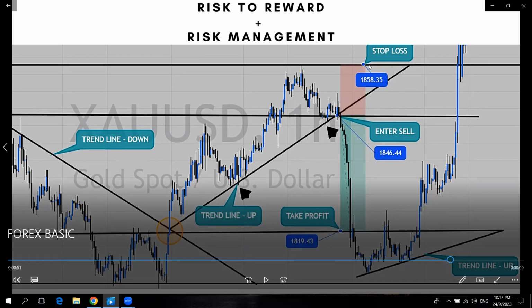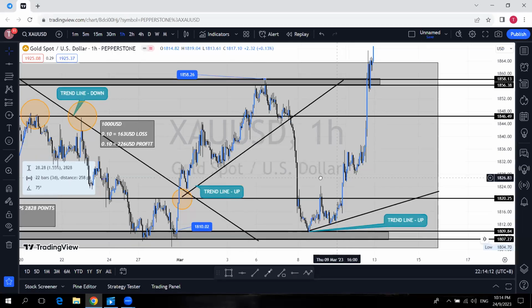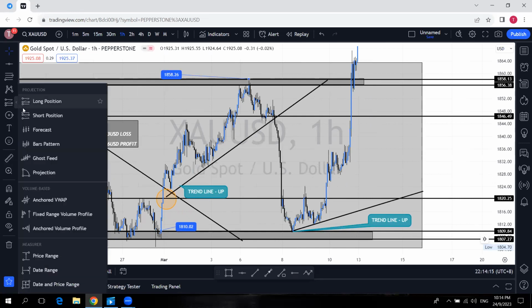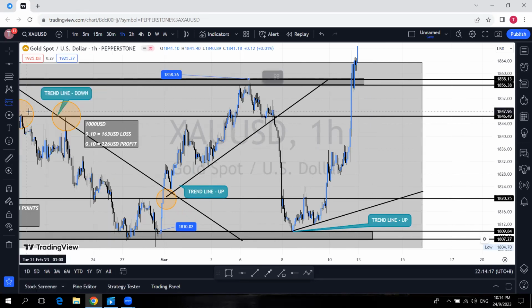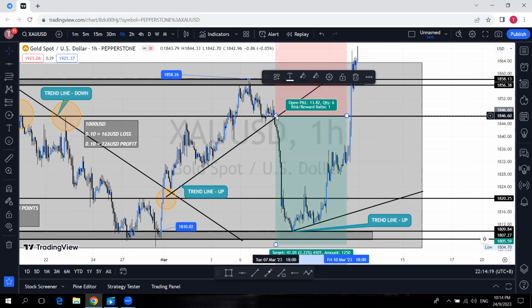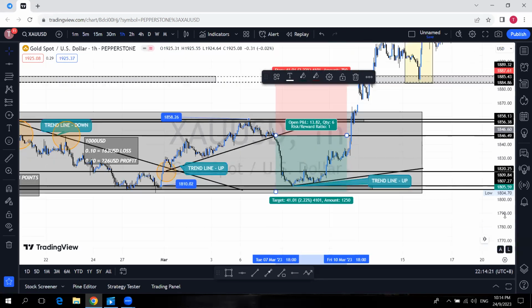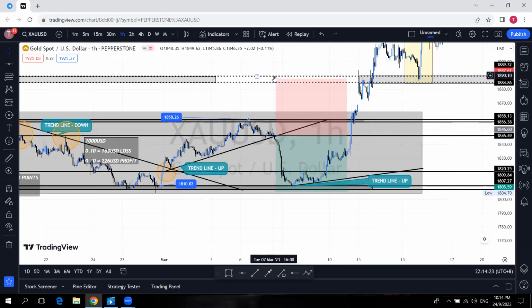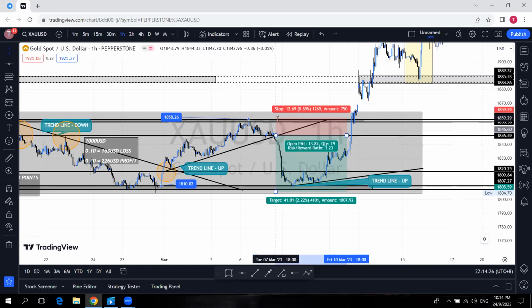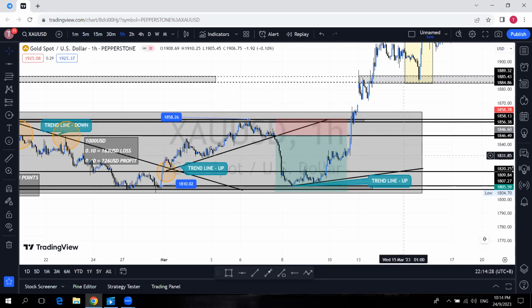Then your stop loss is at 1858.53. Your entry level is at 1846.44. The reason why my take profit is at 1819.43, let me show you. I'm just going to use the tool again. Just now I used the long position, now I'm going to use a short position. We just need to make sure we get a good risk to reward.